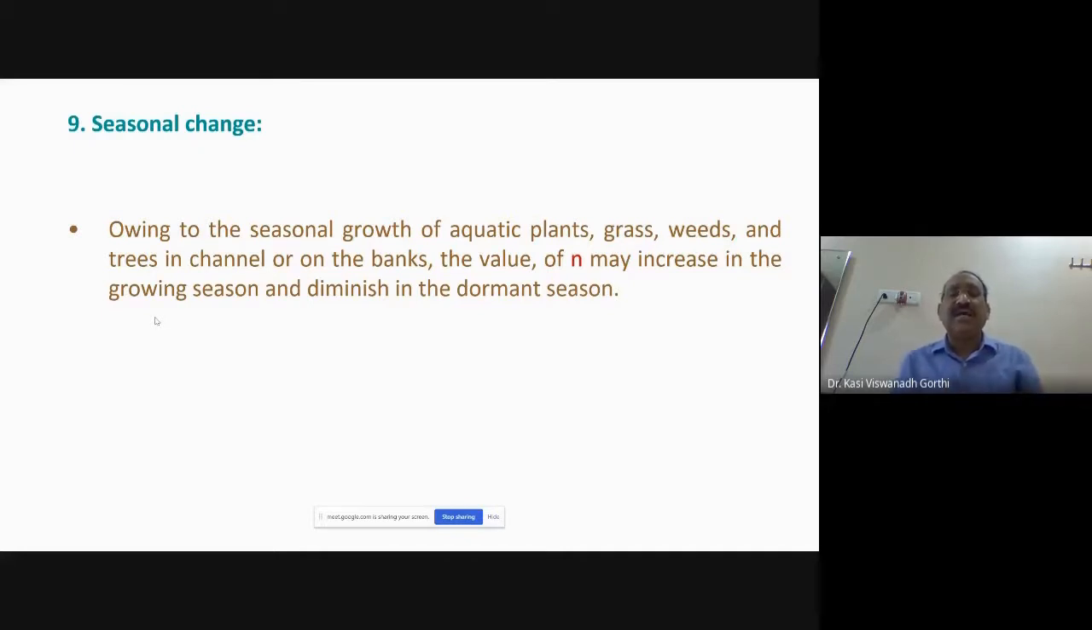So at the sides and at the bottom of the channels, there may be plant growth. So this plant growth, grass, weed, sometimes trees may be there in the channel banks. They may affect the value of n, and the value of n may be increased when they are in the growing season, because they abstract. When more abstraction is there, more value of n. During the flood period, when the water is continuously flowing, these plants, trees, weed may not be having much effect because they may die also. So in the dormant season, this may diminish.